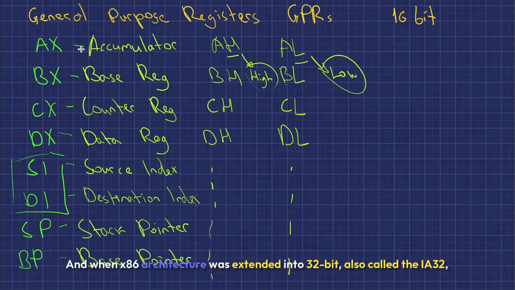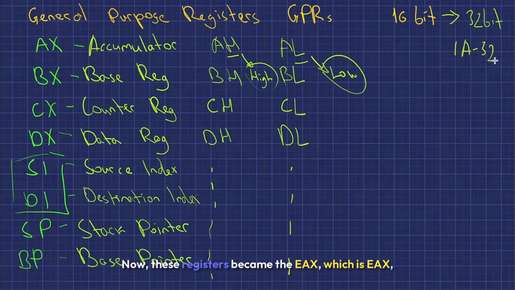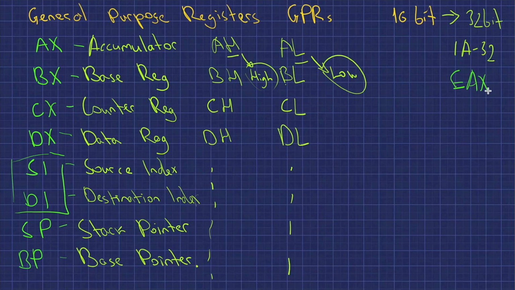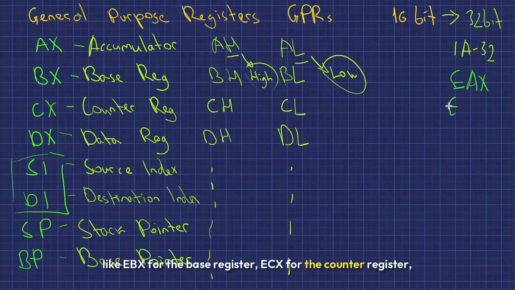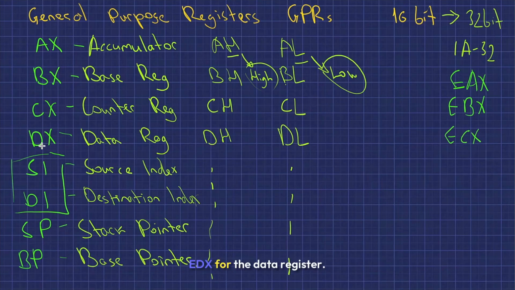And when the x86 architecture was extended to 32-bit, also called IA-32, these registers became EAX, EBX for the base register, ECX for the counter register, EDX for the data register, ESI, and so on and so forth.